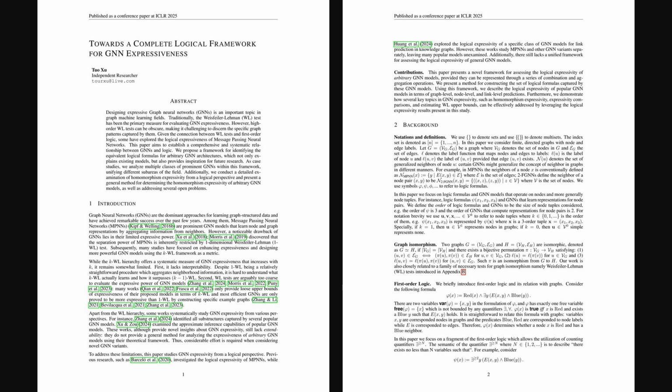We're looking at an insightful ICLR conference paper, Towards a Complete Logical Framework for GNN Expressiveness, published about 3.5 months ago on January 22nd. This paper tackles a key challenge: understanding the expressive power of graph neural networks, or GNNs. Expressive power essentially means what kinds of patterns these GNNs can actually detect. GNNs are AI models for graph-structured data, like social networks. So this paper proposes a new logical framework to systematically understand what these GNNs can truly learn.